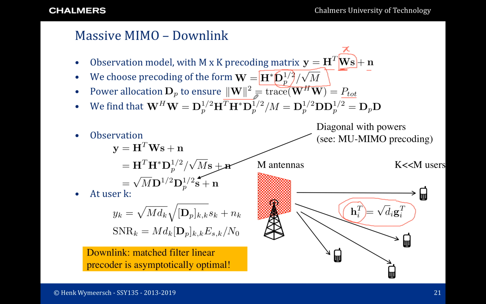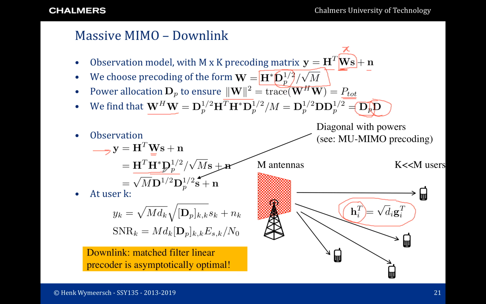So we need to ensure that the norm squared of W satisfies the total power constraint. We find then that W Hermitian W can be written, after some steps, as D_P times D. So here D_P is the matrix of the powers along the diagonal, D is the matrix with the path loss values along the diagonal. So why did we go through this math? Let's look again at the observation seen by the users. So this is the aggregate observation across the different users, given by H transpose W s plus noise. We substitute what W is. So we defined W before, and we find this for W.